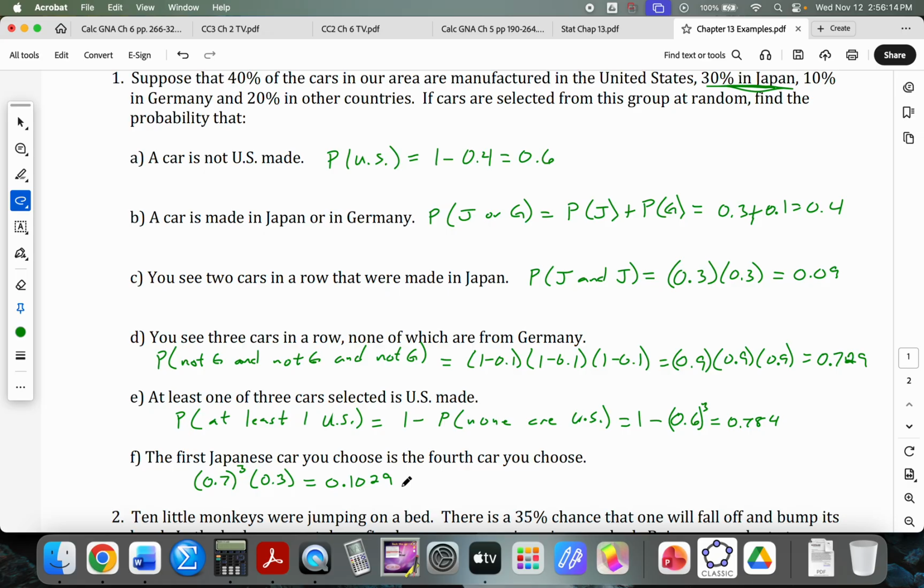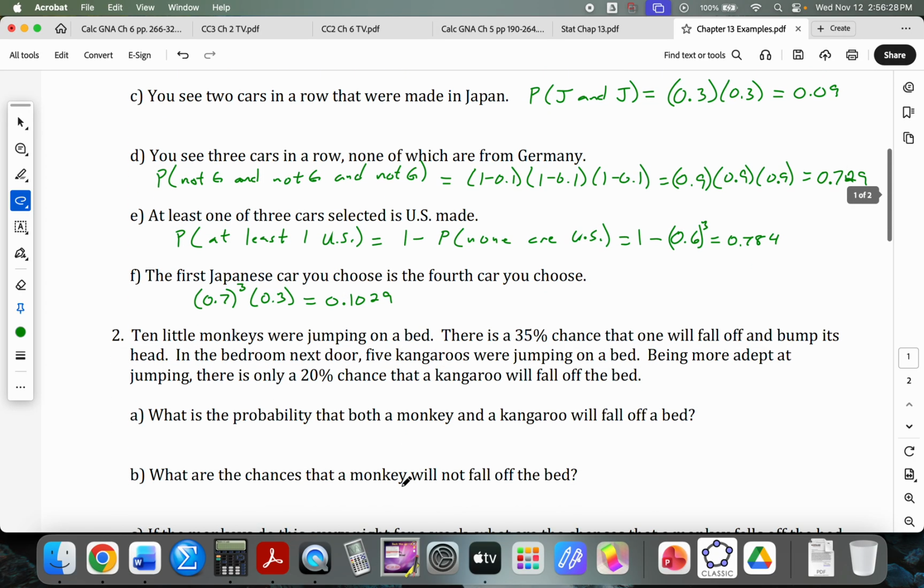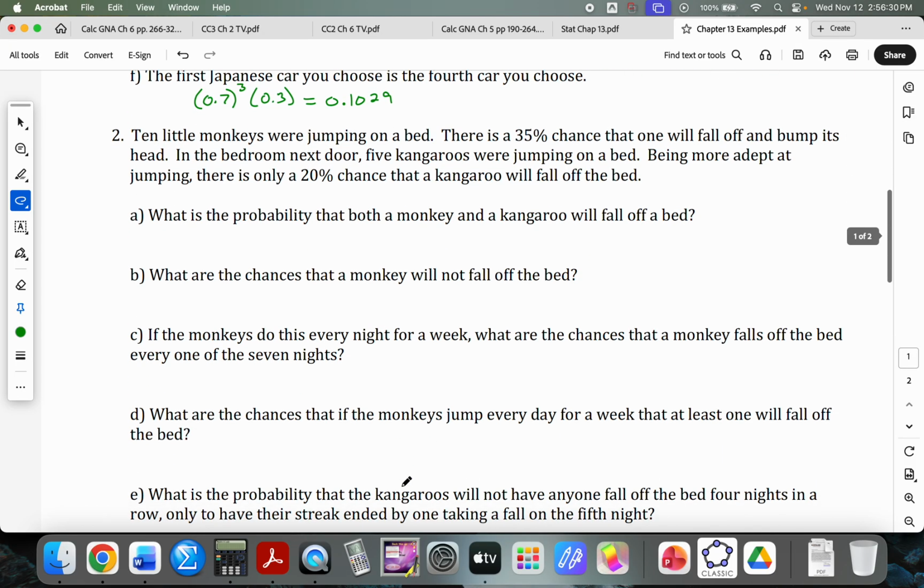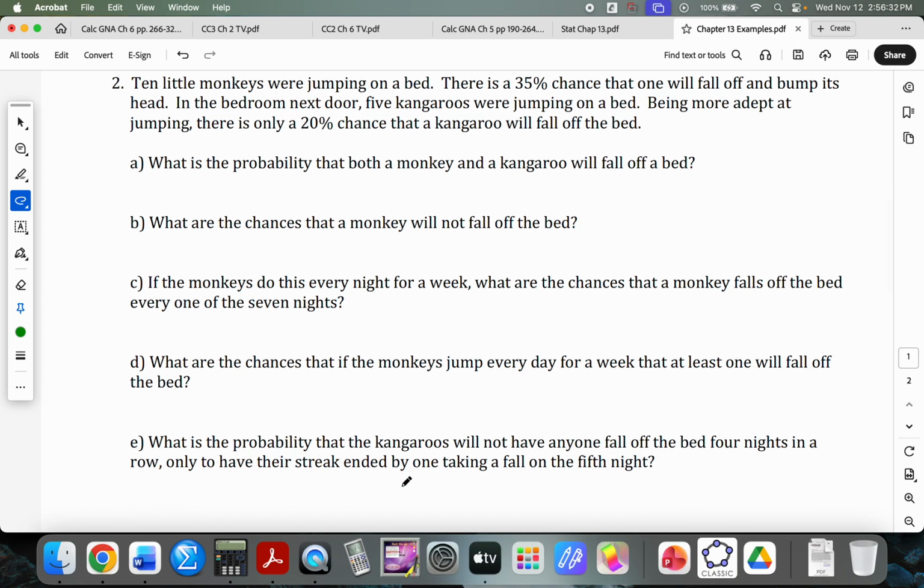Or no? No, because if you're putting it back. Well, yeah. The problem is that we are putting them back. Yeah, this is with replacement. We're assuming that there's such a large number of cars in the area that picking the first one doesn't affect any of these percentages.